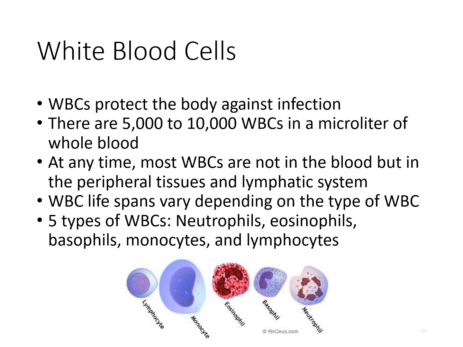White blood cells help to protect the body against infection. There are usually 5,000 to 10,000 white blood cells in a microliter of whole blood. And at any time, most white blood cells are not in the blood, but in the peripheral tissues and lymphatic system. The lifespans of these white blood cells vary depending on the type. And the 5 types that we see often are neutrophils, eosinophils, basophils, monocytes, and lymphocytes.